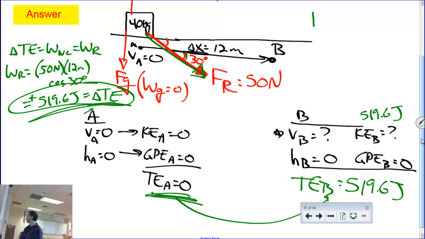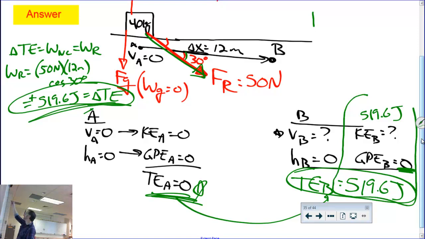Okay, the work done told me how much energy I gained, which then, as a result, allowed me to find out how much total energy I ended up with. They happen to be the same because the total energy began at 0. And now I know that because my GPE here is 0, these guys have to add up, right? And so the kinetic energy here has to be 519.6. Okay? So now we can find our velocity.